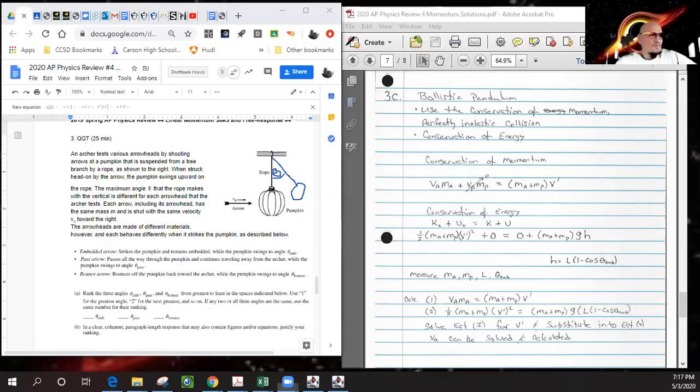Okay, so some things here to think about. Ballistic pendulum is one thing. We're going to use conservation of energy or conservation of momentum. Perfectly inelastic collision. We have conservation of energy, conservation of momentum. So a lot of things going on here. Now, this is the ballistic pendulum here.